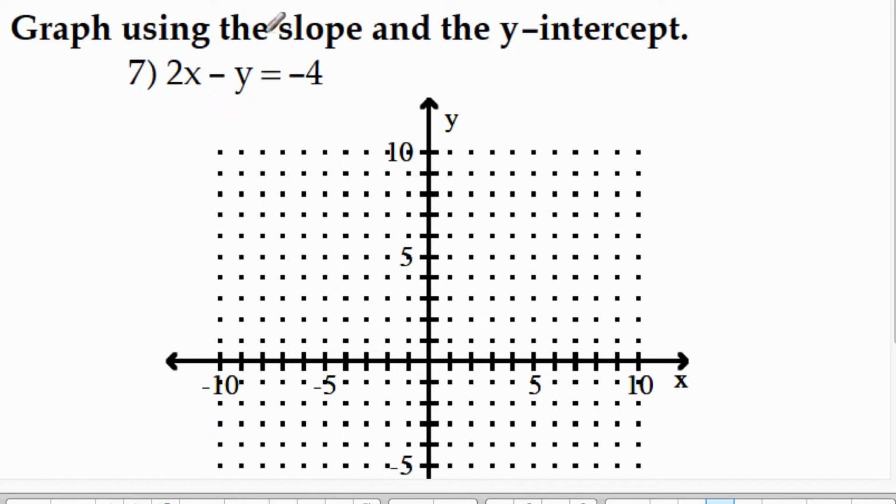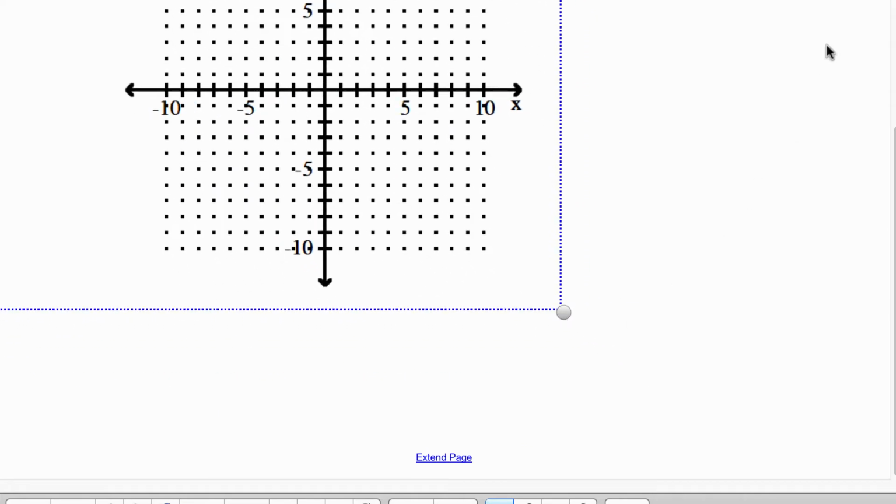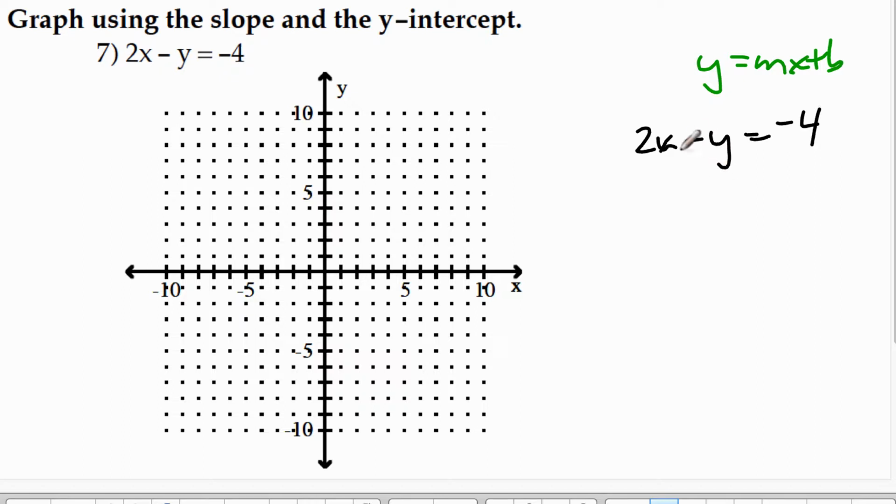Okay, this one says graph using the slope and y-intercept. So if this is the equation, it's supposed to look like this, right? If it's supposed to look like that, I've got to change it so that it does. Let me just make my picture a bit smaller here. There, that's better. To change it so it looks like this, I'll take 2x minus y equals negative 4. I'm going to move the 2x to the other side, so it'll be minus y equals negative 2x. See, it's positive on this side; on the other side of the equal sign, now it's negative, minus 4.